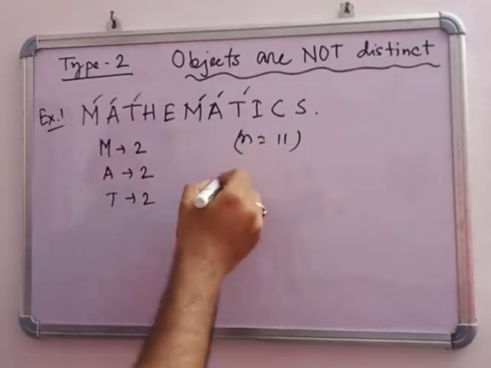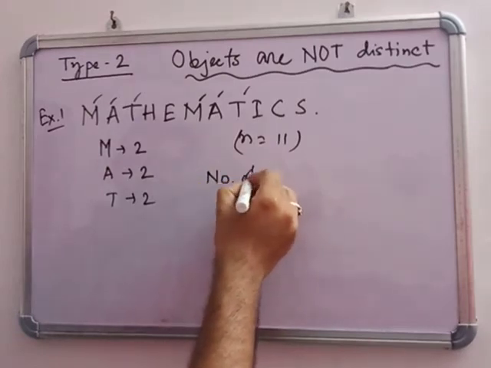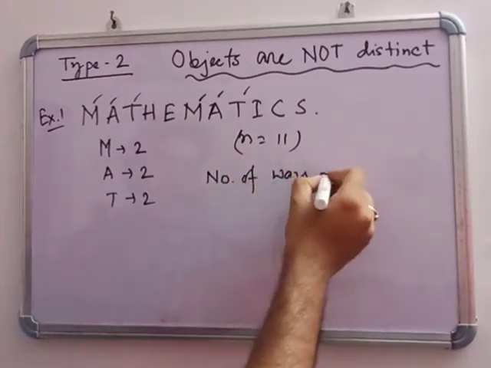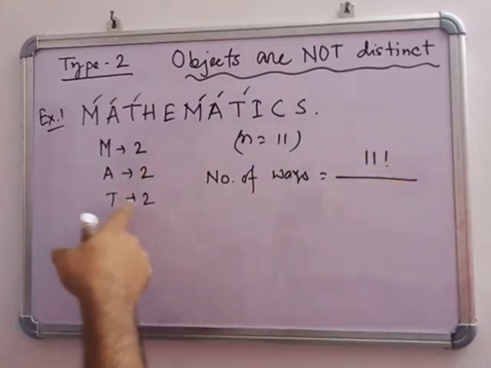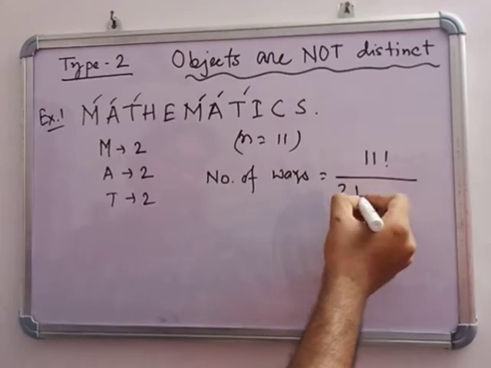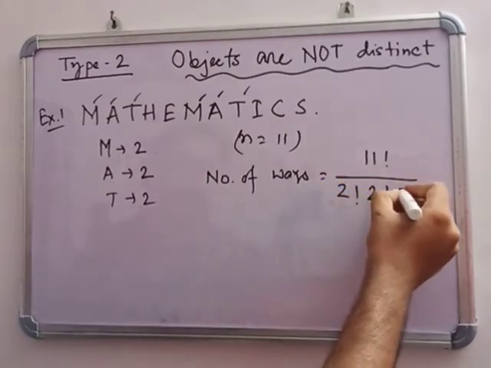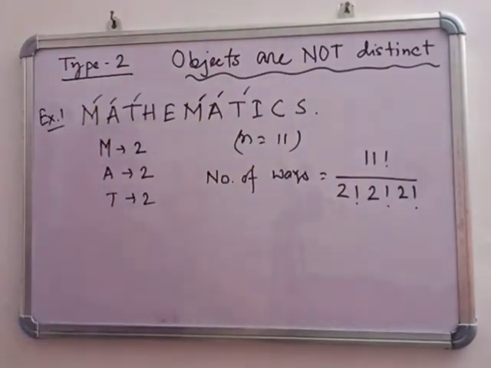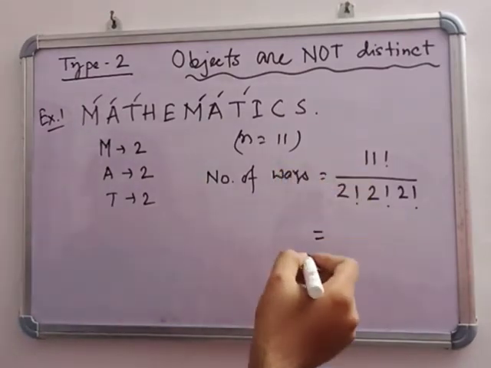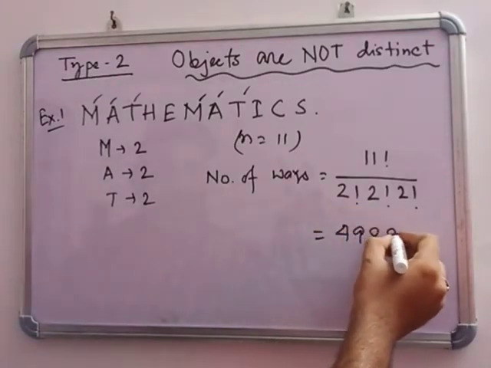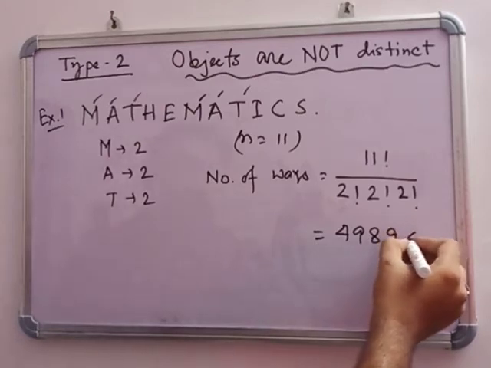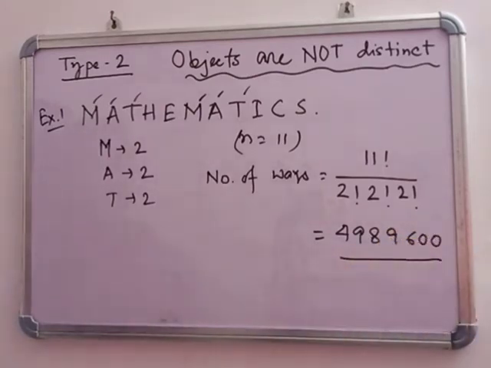So the number of ways equals 11 factorial divided by how many times M? 2 times. How many times A? 2 times. How many times T? 2 times. So this is the way for finding this number. After calculation, the value is 4989600. Next example.